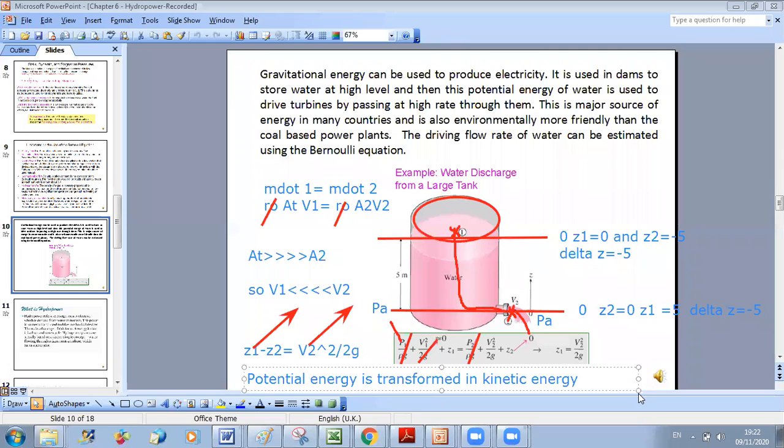So here potential energy is transformed into kinetic energy. So you can see here how the Bernoulli equation will simply tell you what is taking place in your application, and how I can convert one form of energy to another form.